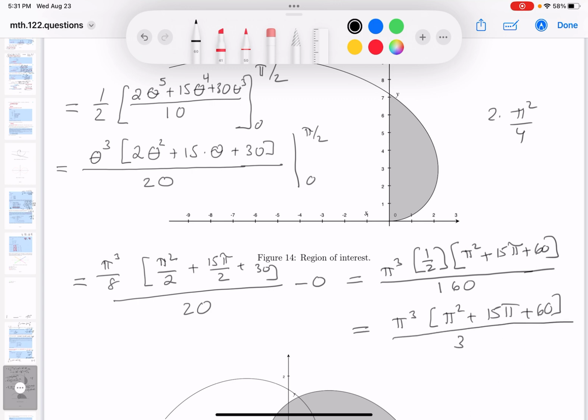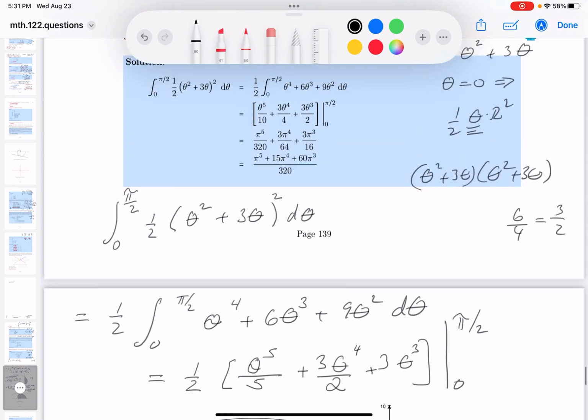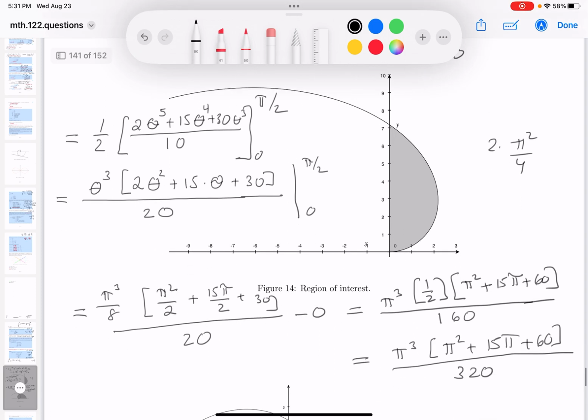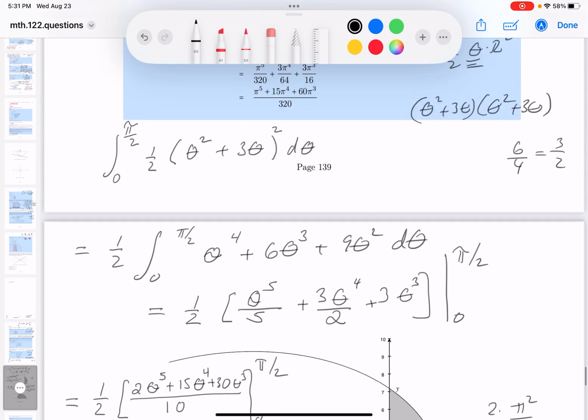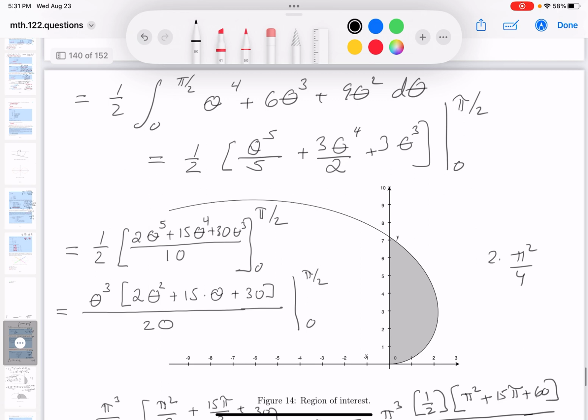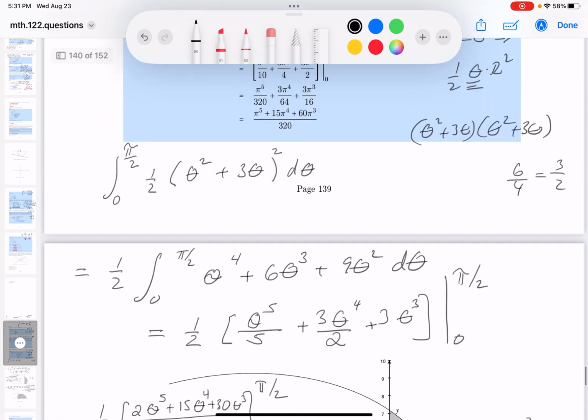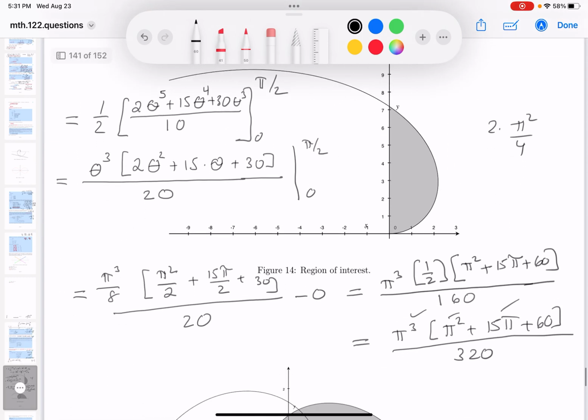All right, let me look at the key, by the way. I don't know if they did all that work. And they did, except they multiplied it out. Pi to the 5th, 15 pi to the 4, I'm just checking my work over here. Yep, and then it should be 60 pi cubed. Yep, on the bottom is 320. All I did was factor out pi cubed. Same answer. Thank you.